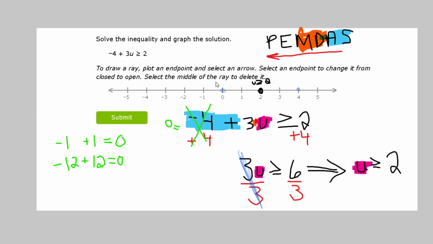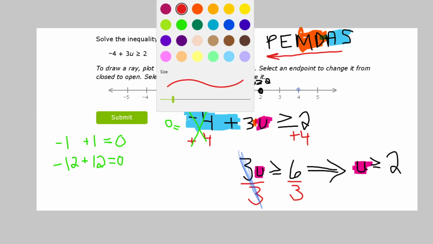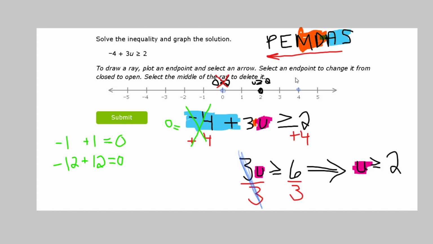So 0, we have 0 greater than or equal to 2. That doesn't work, right? 0's not bigger than 2. You guys know that? So that can't be it. So that must mean that over here on the right, we should see that this should work.